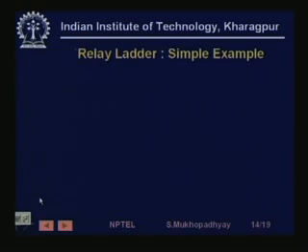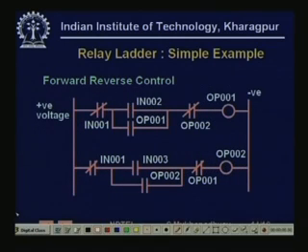Now we will look at a very simple example. It's a simple version of an example which is used typically for, let us say, motor control. So imagine that we have a motor, and there are two push buttons. One says go forward, so the motor will rotate in one way. It could be a movement of a motor, it could be a movement of a plunger in the forward direction. Similarly, there is another push button which says go in the reverse direction.